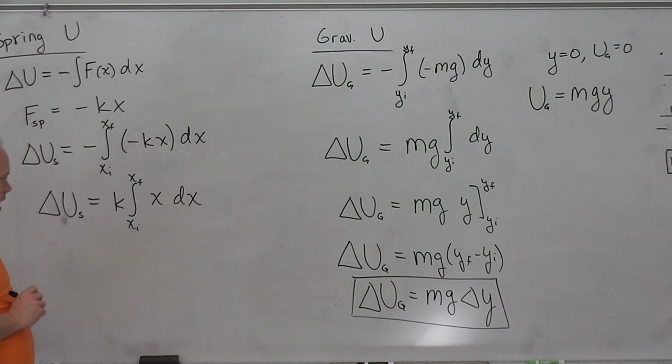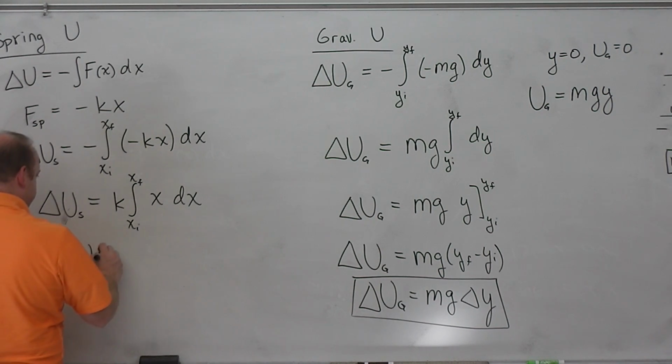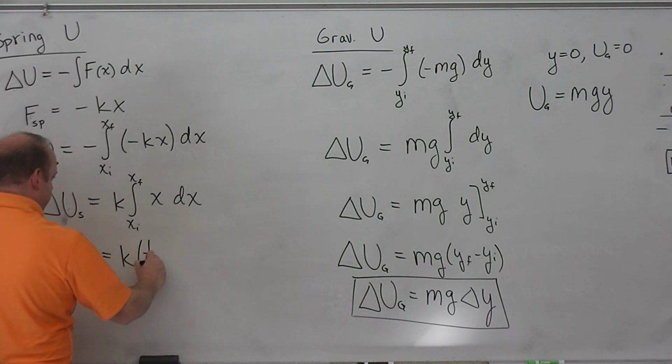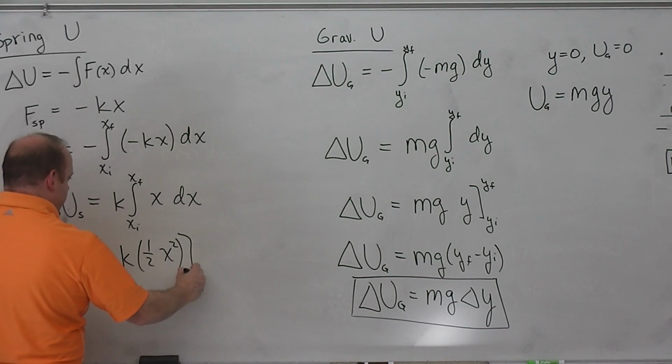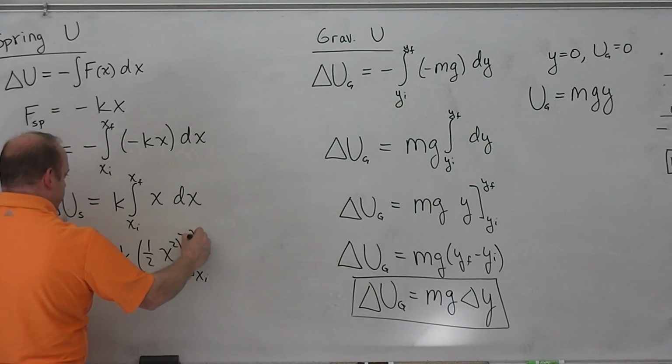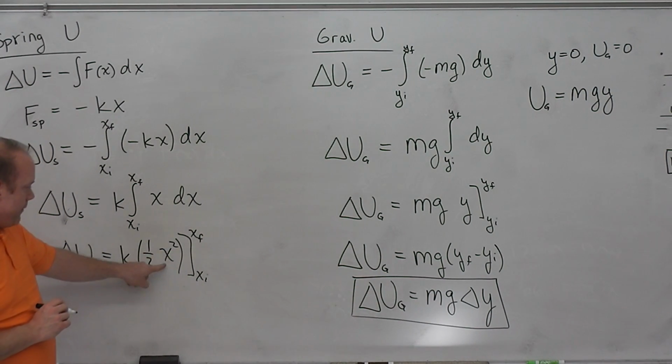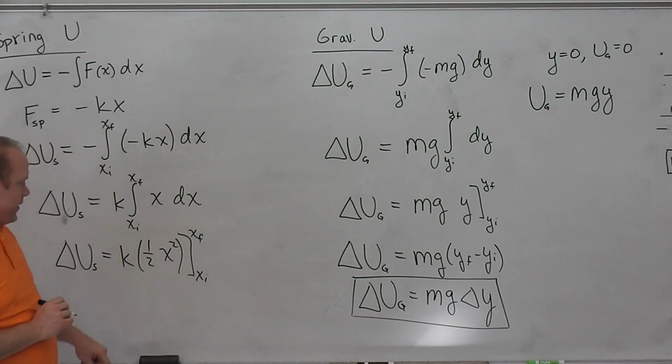So now, x dx, that is the integral of x dx. I'm trying to go slow for Calc 1ers. Okay. k stays out. I have 1/2 x squared, and I'm going to do that from x initial to x final. Again, I'm going to substitute in x final, subtract off x initial.